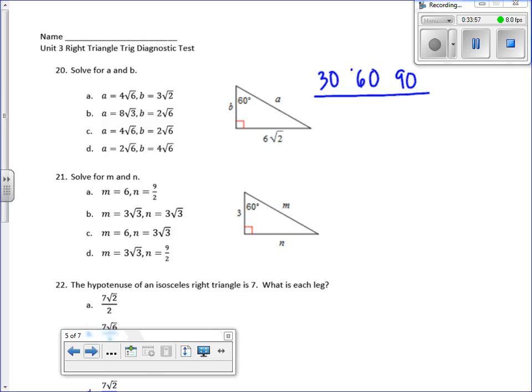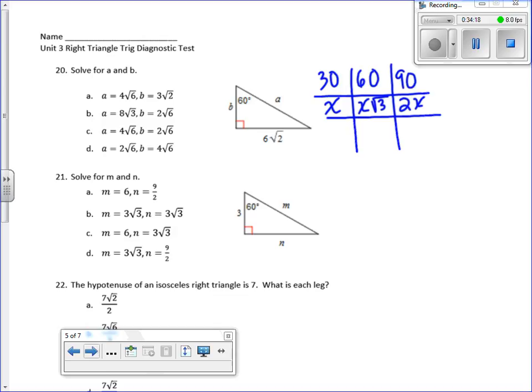So we know that the shorter leg is opposite the 30-degree angle. That's x. The longer leg is opposite the 60-degree angle. That's x radical 3. And the hypotenuse is 2x. That's just a memory, something you have to memorize, okay?